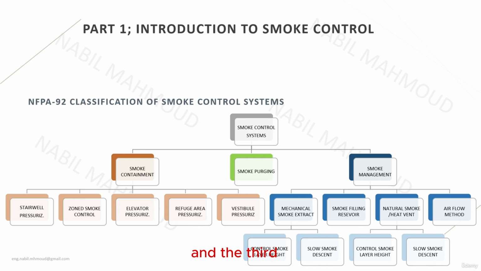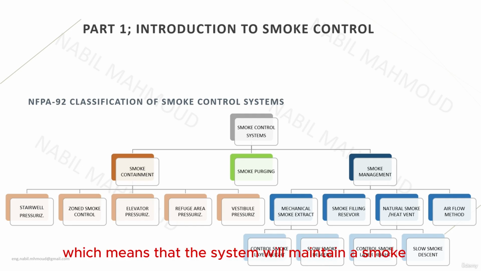And the third application of the smoke management system is the natural smoke heat vent. This is also done for one of two purposes: either to control the smoke layer height or to slow down the smoke descent. Controlling the smoke layer height means that the system will maintain a smoke layer height at a predetermined level, and this is done via the application of the specified calculation related to this. Or the second purpose is to allow the smoke descent but at a slower rate, and this slower rate will allow the occupants to evacuate the space safely and will give them enough time to escape the place without being suffocated by the smoke.